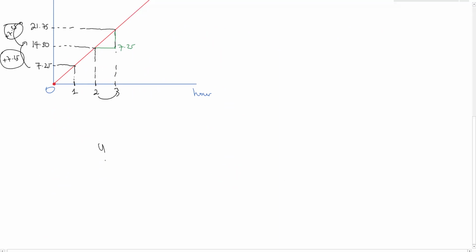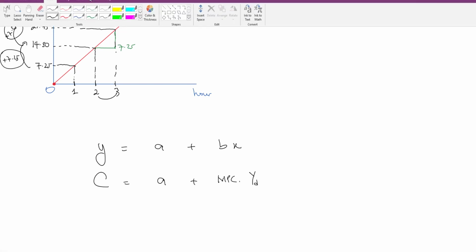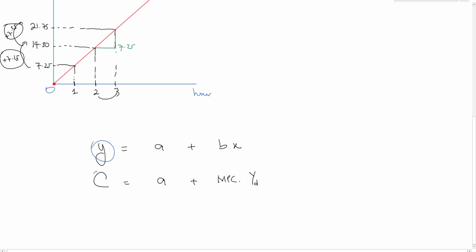All right, so Y is equal to A plus BX, and we have C is equal to A plus MPC, and then we have another value here, YD. So you see there are strong parallels here, okay? So Y corresponds to C, okay? So that's how much the entire country consumes. We also have an intercept. Well, the intercept has the same name, but you can really call it whatever you want. The letter here is not really the most important, but there is an intercept. And the slope in our case here is MPC, okay?